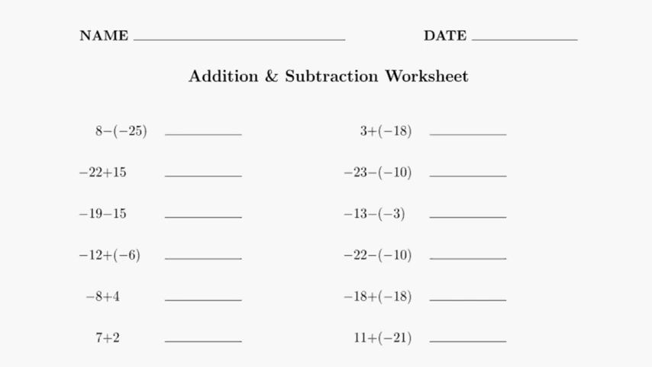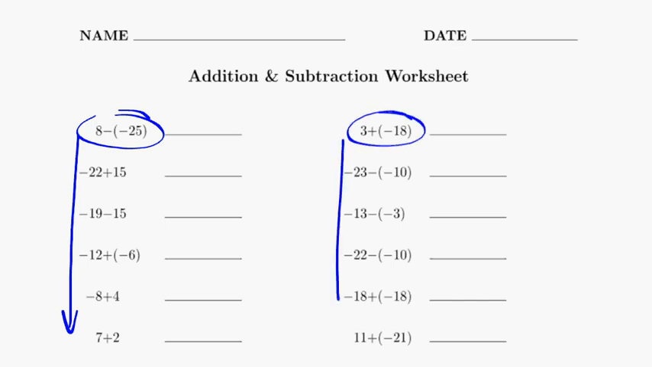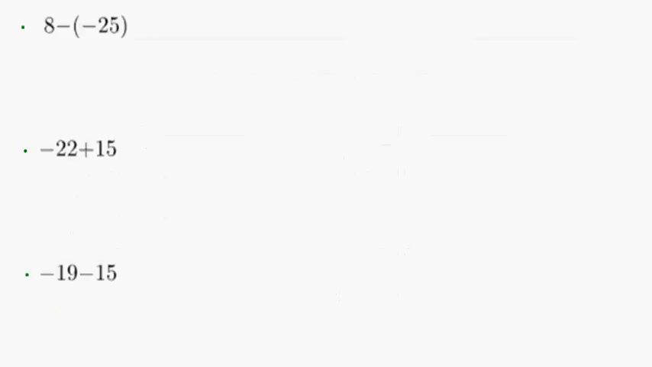So I'm going to start at 8 minus the negative 25, and I'm just going to go down this column, but I'm going to skip a few because I'm not going to do every example for you. And then I'm going to start back up at 3 plus negative 18 and go down that column. Okay, so you'll be able to see each question, and I've done a little marking next to them so I know which columns that I want to talk about. I'm going to try and do a couple from each different type.